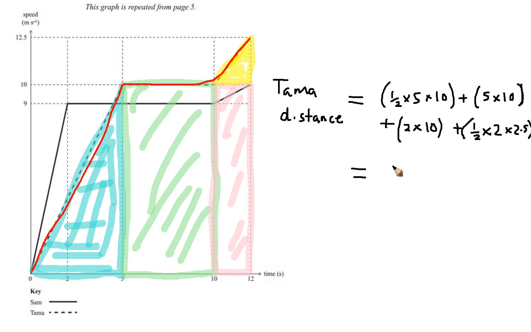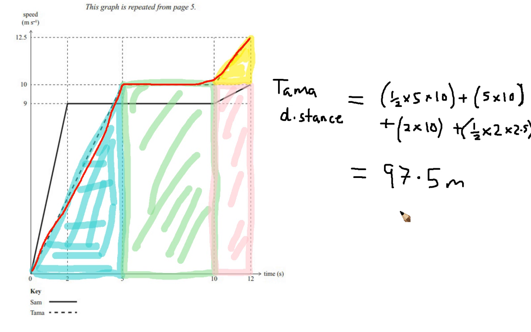Okay, and if we add all of that together, if you plug it into a calculator, you'll find it is actually 97.5 meters. So Sam, at the end of the 12 seconds, is actually the one who's done the full 100 meters, and Tama, unfortunately, at 12 seconds, he's still got another 2.5 meters to go. So he's just 2.5 meters behind Sam.